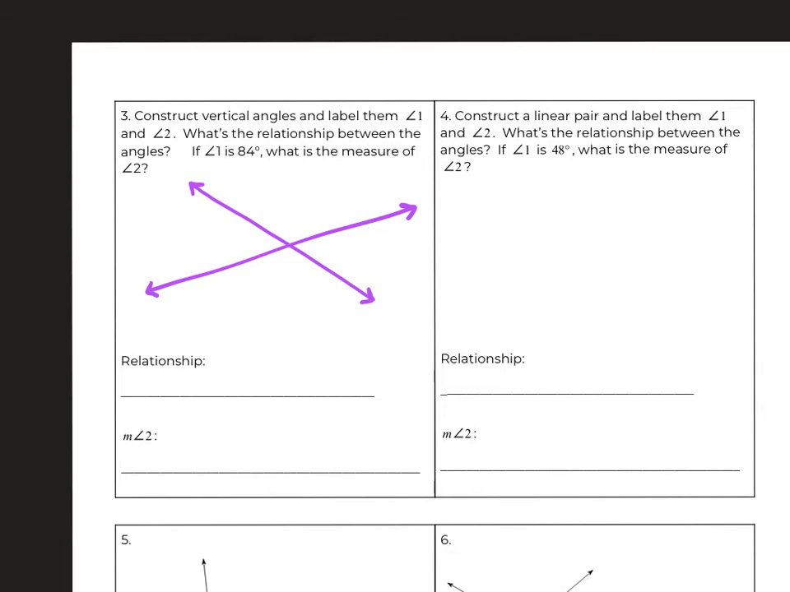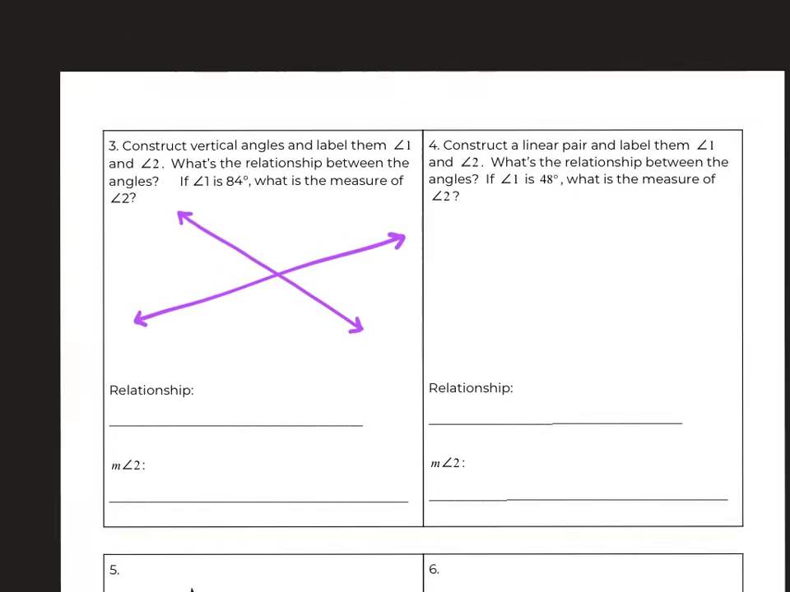So I could not do adjacent angles because those are beside each other. I want to do vertical, which means like across from or directly opposite. So you could either do 1 and 2 this way, or I could do 1 and 2 this way. Just because it's vertical doesn't necessarily mean up and down, just means like across from. So I'm going to do here and here. Alright, it also tells us the angle 1 is 84 degrees. So what is the measure of angle 2?